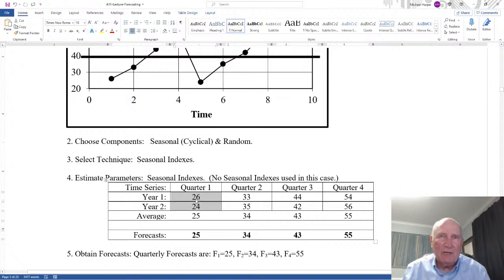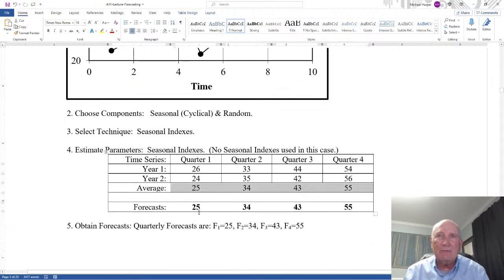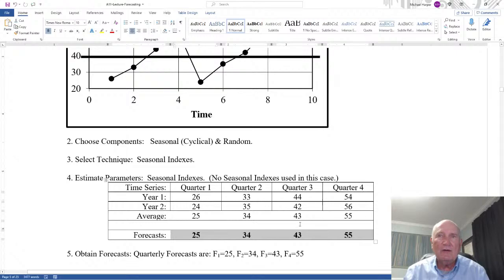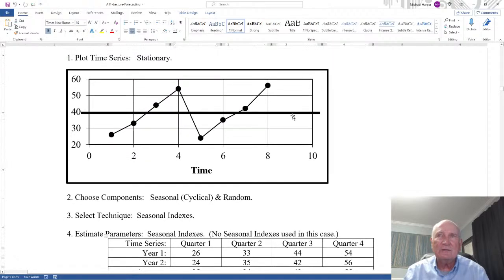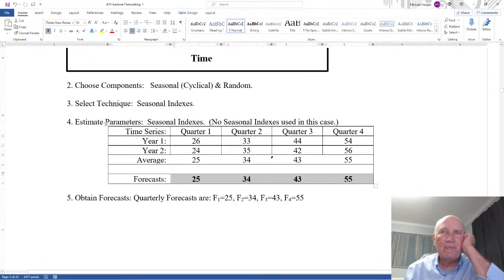So when you have a random component, you take an average. So if I take this average, essentially, I'm replacing that variability with a central tendency estimate, which is the mean. I do the same thing for the second quarter, third quarter, and the fourth quarter. Well, since I have a stationary time series, those averages then become my forecasts. And that's really all there is to it. So in the future, 24, 34, 43, 55, those are going to be my forecast for year 3. And there they are.